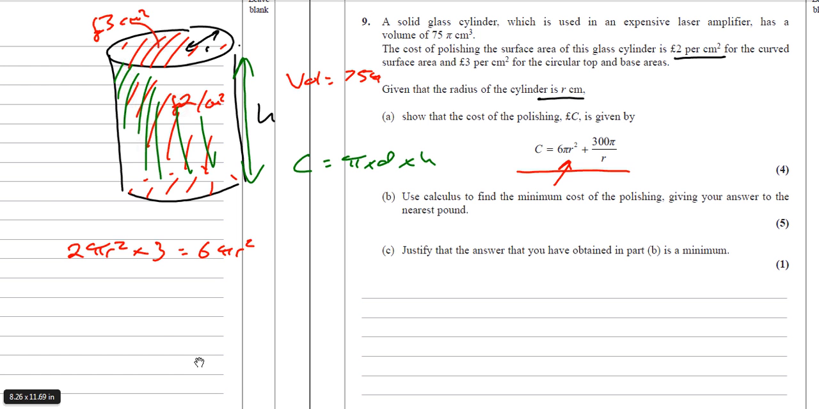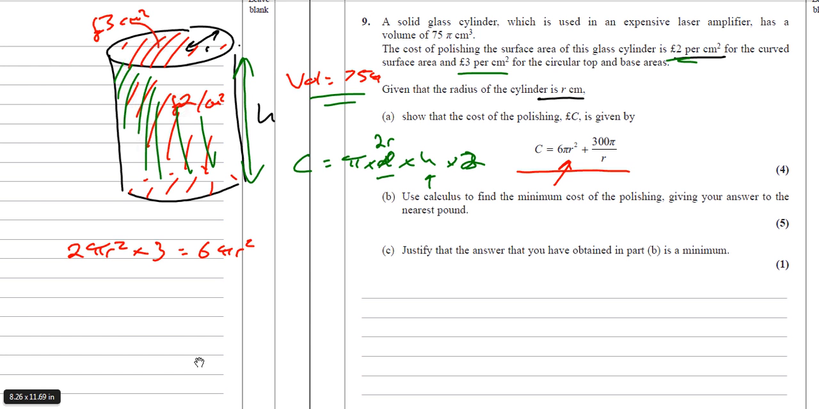So, and then we're going to need to multiply that by £3. No, sorry, it's £2 for the curved surface area. So the diameter is 2r, so that's going to be pi times 2r times the height times 2. However, we don't know what the height is, but we're told that the volume is 75 pi.